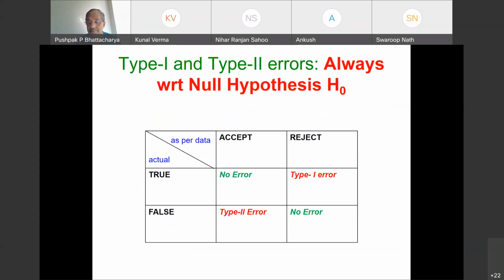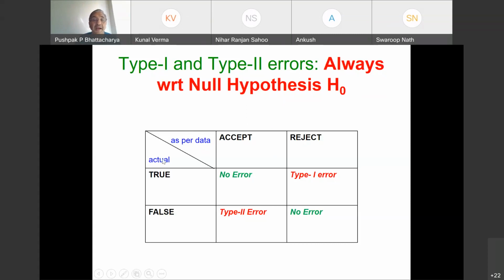We need a little more terminology, what is called type 1 and type 2 error. Type 1 and type 2 errors are always with respect to the null hypothesis. So again, we can draw what is called the contingency table, which you also create all the time. Another name for that is the confusion matrix. Now this is in the form of a contingency table. So I have formed a hypothesis. This is the H0, and columns are called accept or reject as per data.